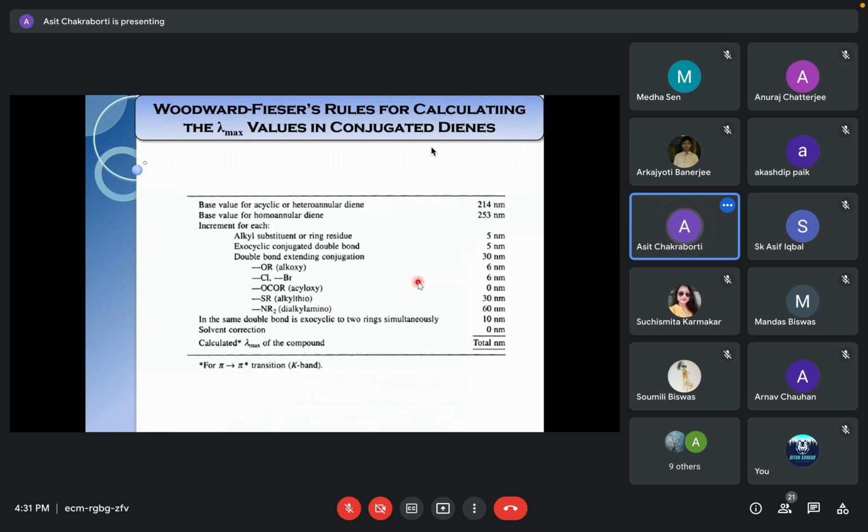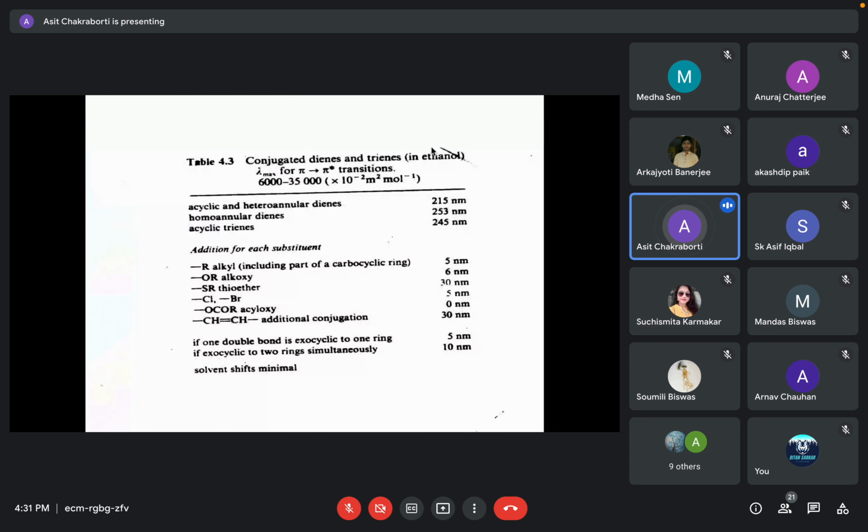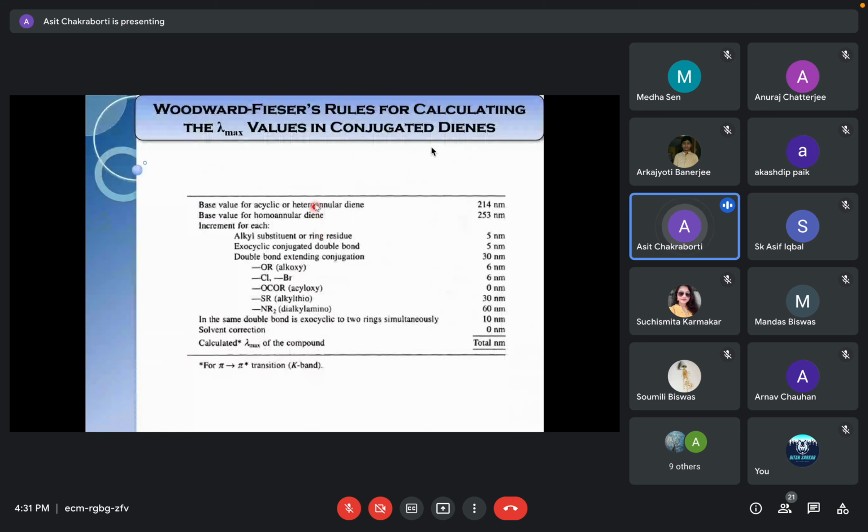Right, I will not teach you that now, so your UV has probably been covered in another course. Now I'll tell you, the answer will be here. I'll only highlight it first. So what has been done? These were initially done by statistical analysis by Woodward and Fieser.